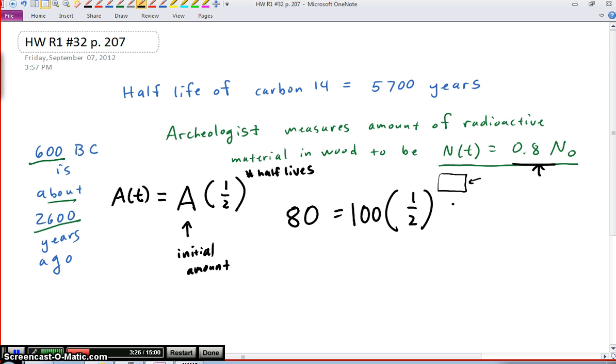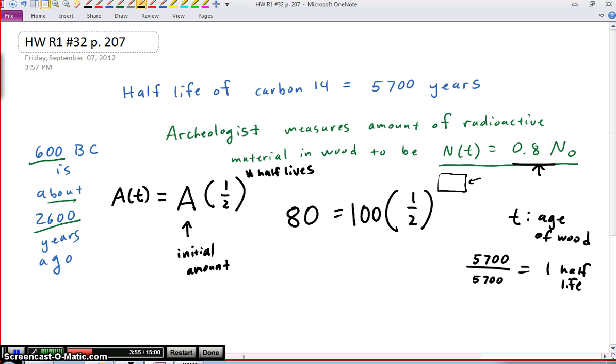Well, suppose T is the age of the wood. The half-life is 5,700 years. So suppose the wood is 5,700 years old. That is 1 half-life. And how did we get that? We took 5,700 and divided it by 5,700, and that's 1 half-life.